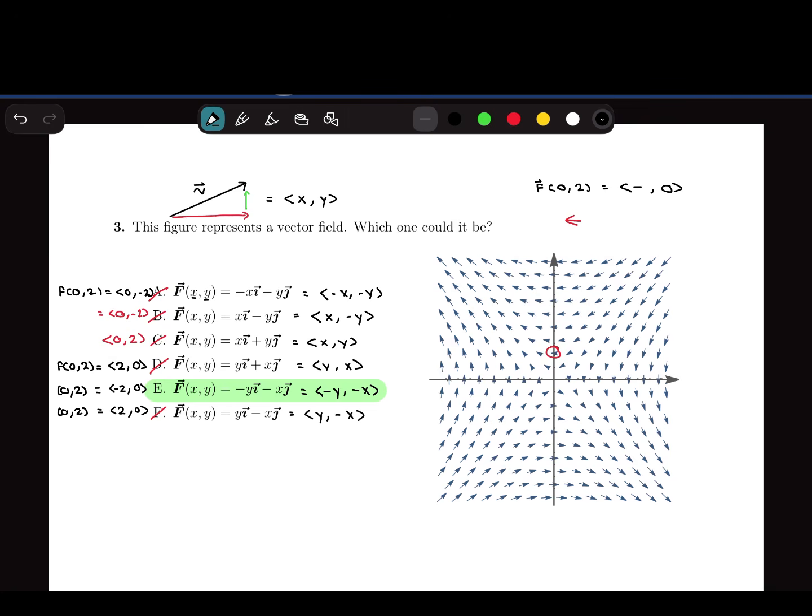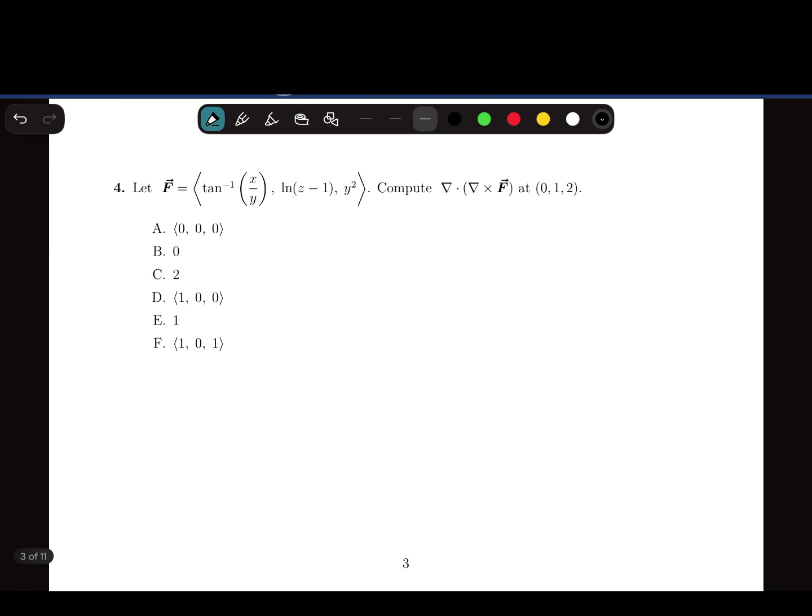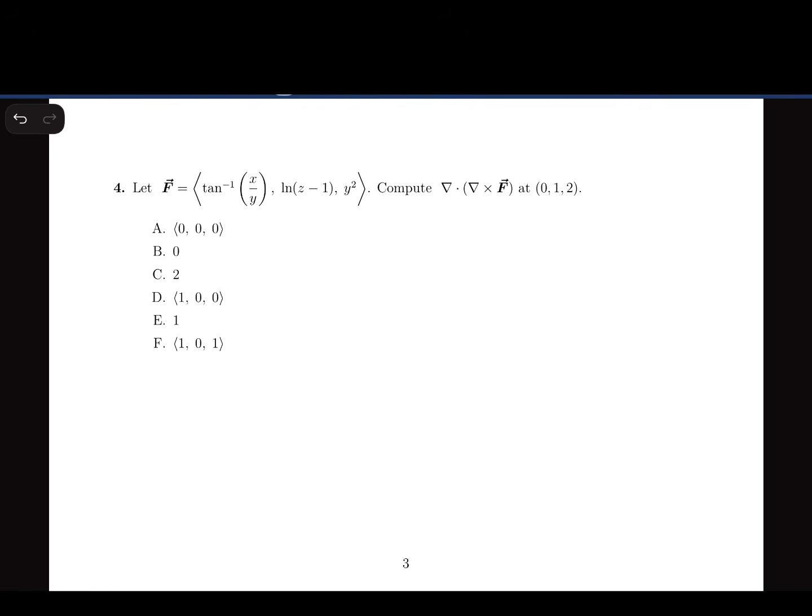All right, moving on to question number 4. So I look at question number 4, my first reaction is, what the heck is that vector? It says, let vector f equal to the inverse tangent of x over y, natural log of z minus 1, and y squared. It wants us to compute the gradient dotted with the gradient crossed with the f component at the point 0, 1, 2.